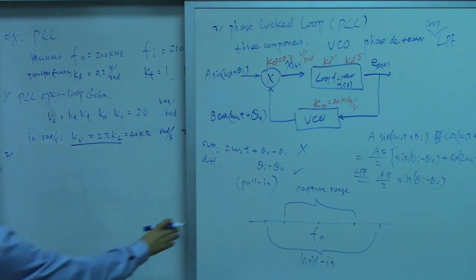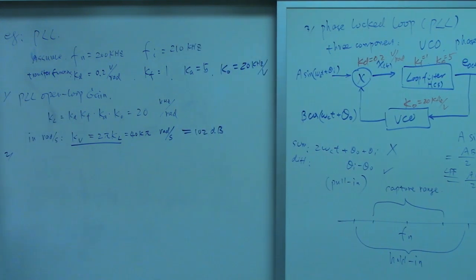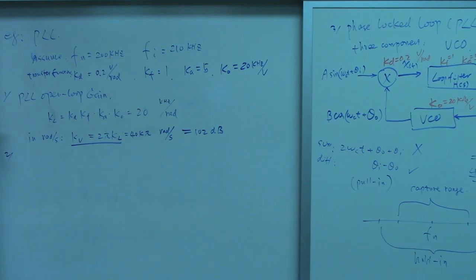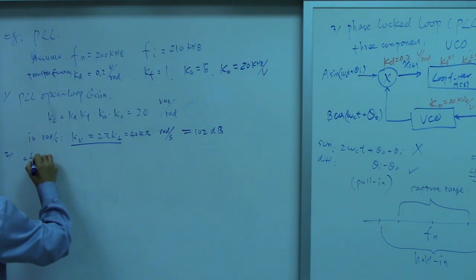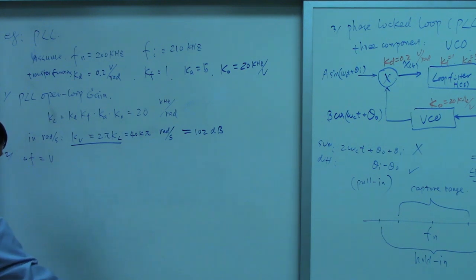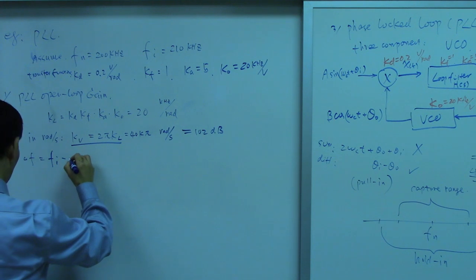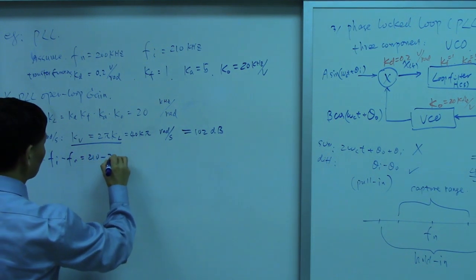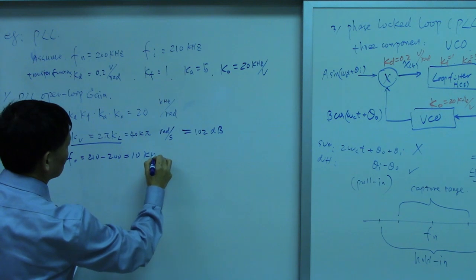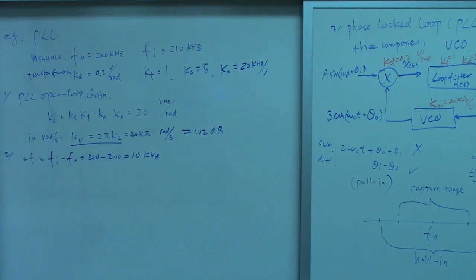The next one: what is the frequency change we need to make this loop locked? That's easy, right? The natural frequency equals 200K and the input equals 210K. So the change of frequency is Fi, the input frequency, minus F natural, which equals 210 minus 200, so 10K hertz. We need a change of 10K hertz to make this loop locked.